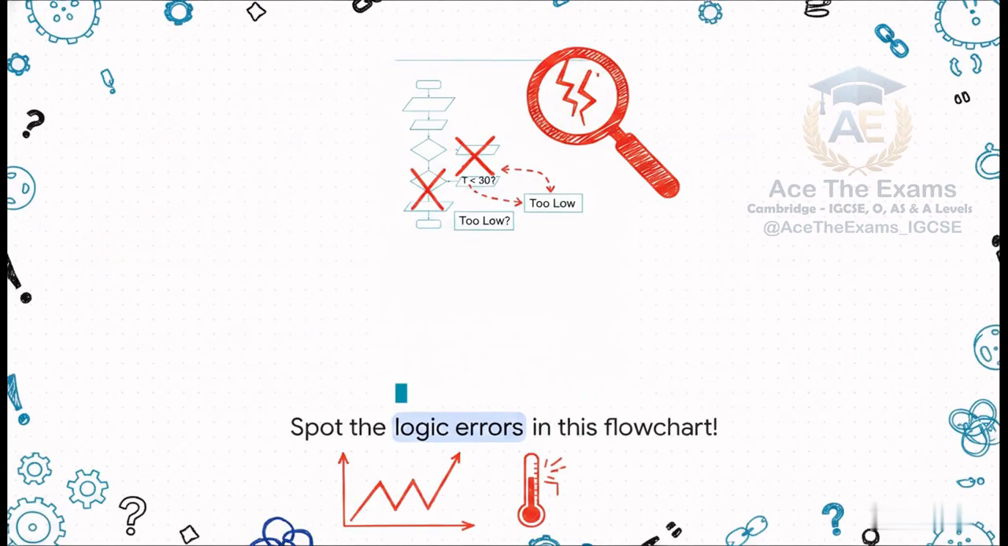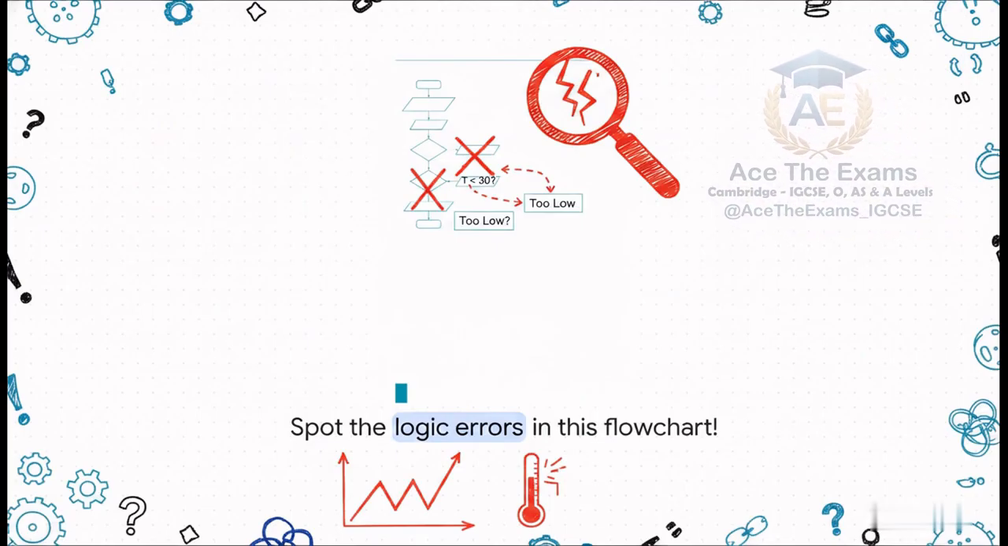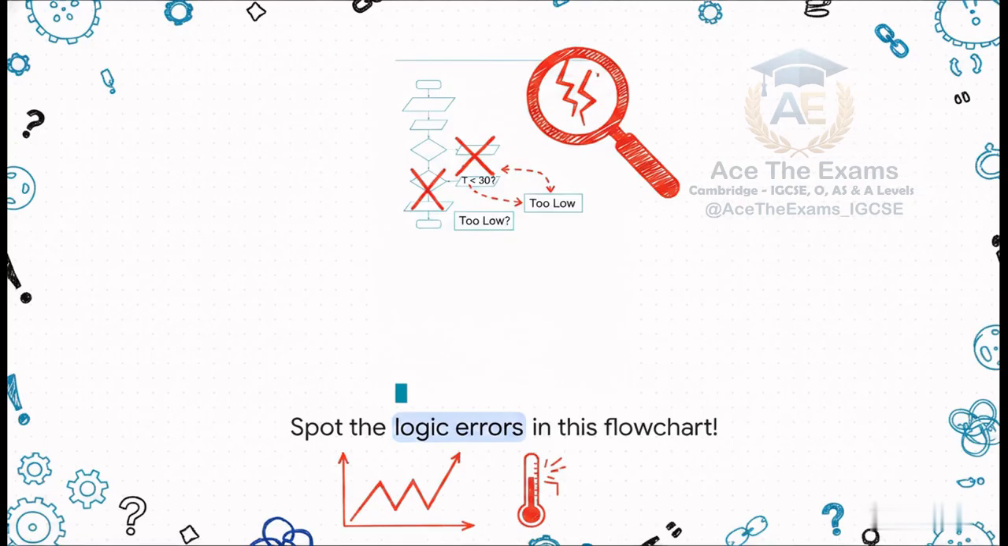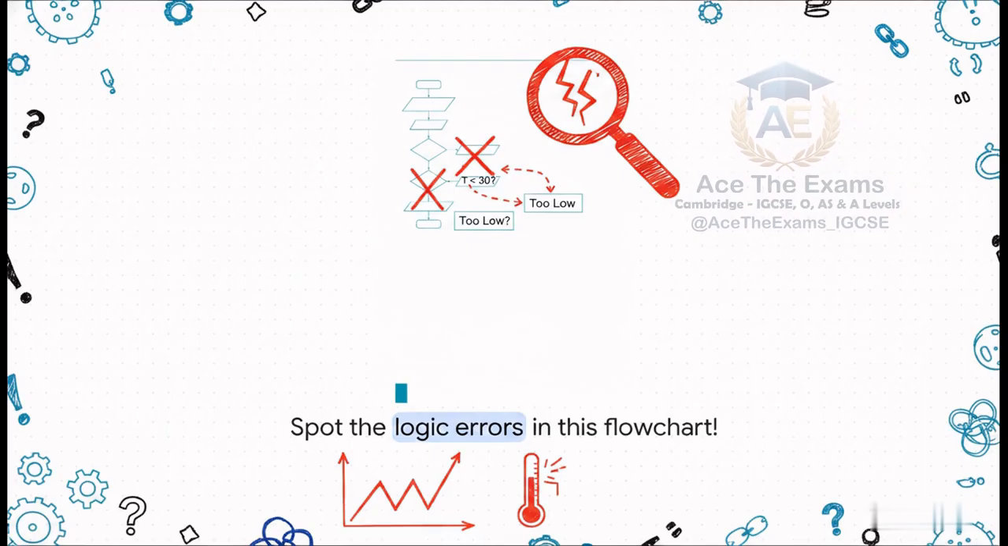Now, let's put this into practice on an algorithm that is fundamentally broken. I want you to look closely at this flowchart. It's supposed to check if a temperature input is between 20 and 30 degrees. But look at the decision diamonds.